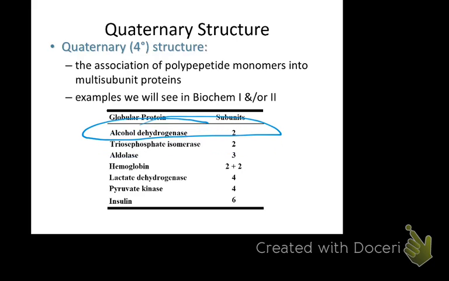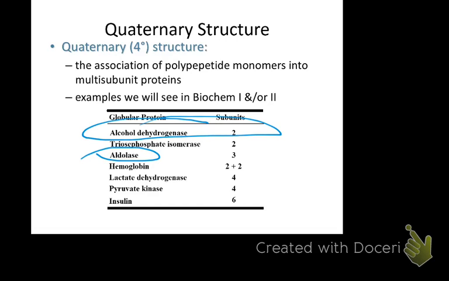Then we have aldolase, which has 3 subunits. You're going to see that we actually talk a lot about it next semester. It's involved in glycolysis. It's one of the major enzymes in glycolysis. It involves an aldol group. That's why it's called aldolase.